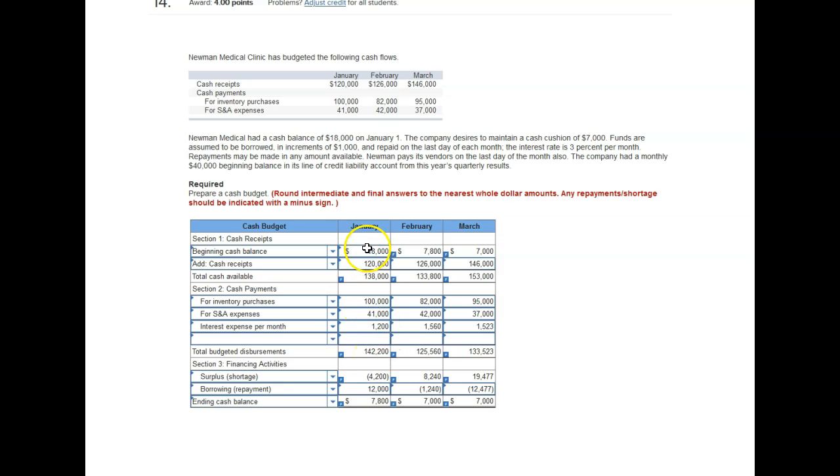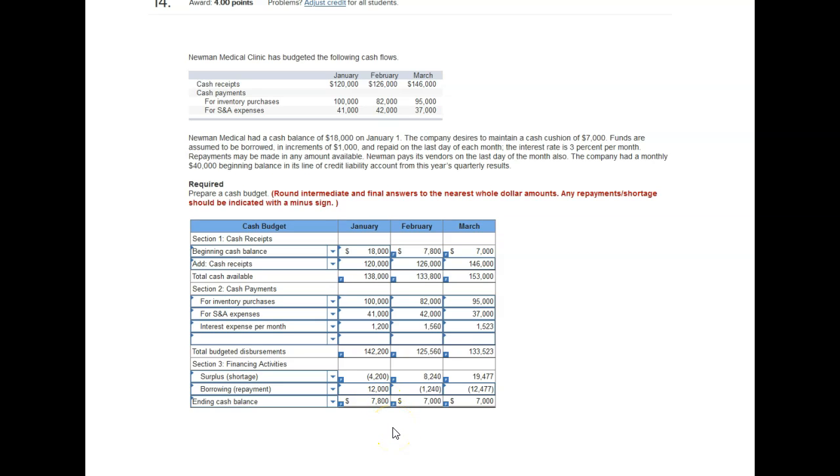So look at this. We expect to have $138,000 cash this month from where we began, what we expect to collect. But we expect to pay out $142,200. Well, subtract $142,200 from $138,000. If we don't do anything, we are going to run out of money. In fact, we're going to be $4,200 in the hole. I mean, we're just going to be short $4,200. Remember, they said that they want to have a balance of 7,000. Well, we need to go from a negative 4,200 expected to at least 7,000.